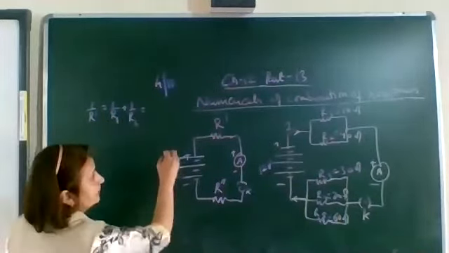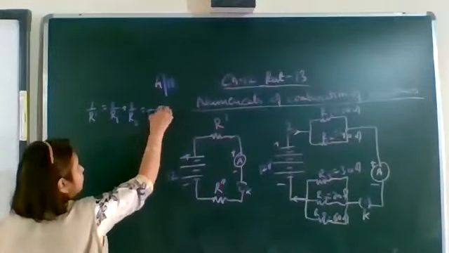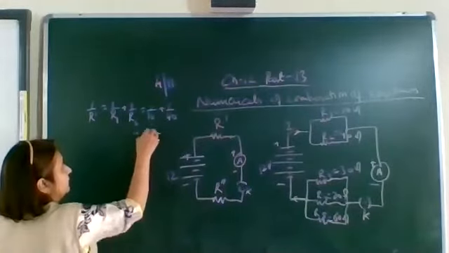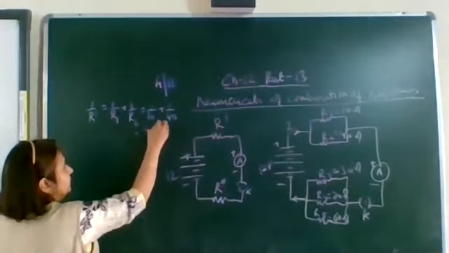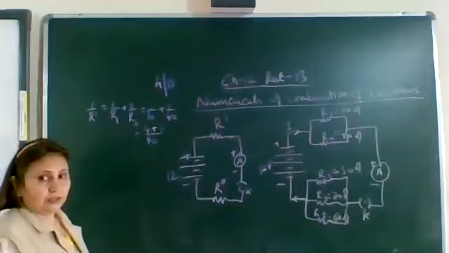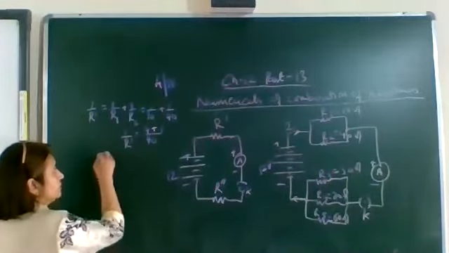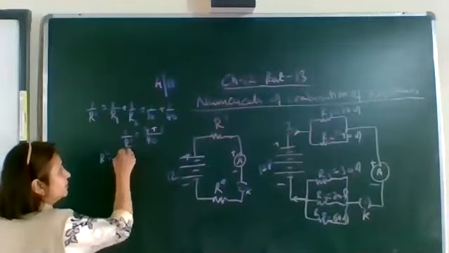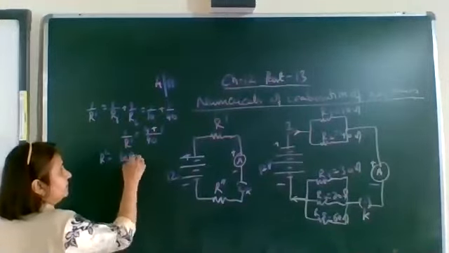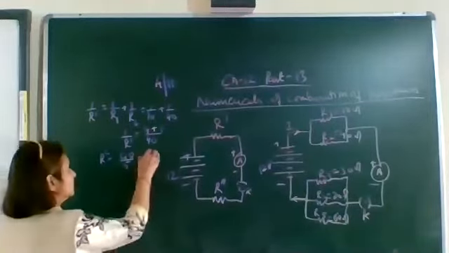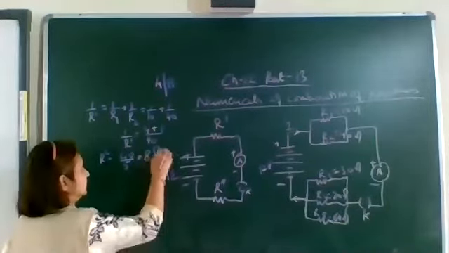Substitute the values: 1 upon 10 plus 1 by 40. Take the LCM, which is 40. So this is 1 upon R dash. So R dash will be equal to 40 upon 5, that is, it is equal to 8 ohms.